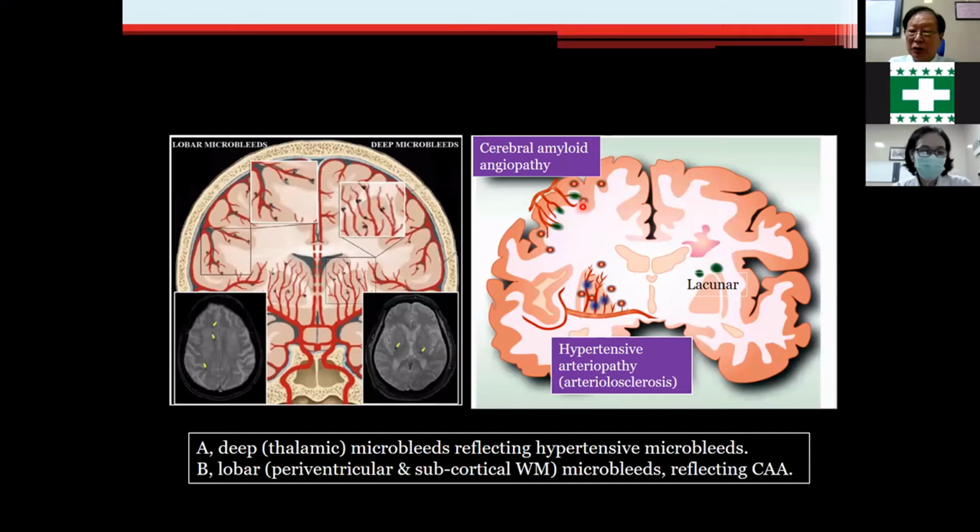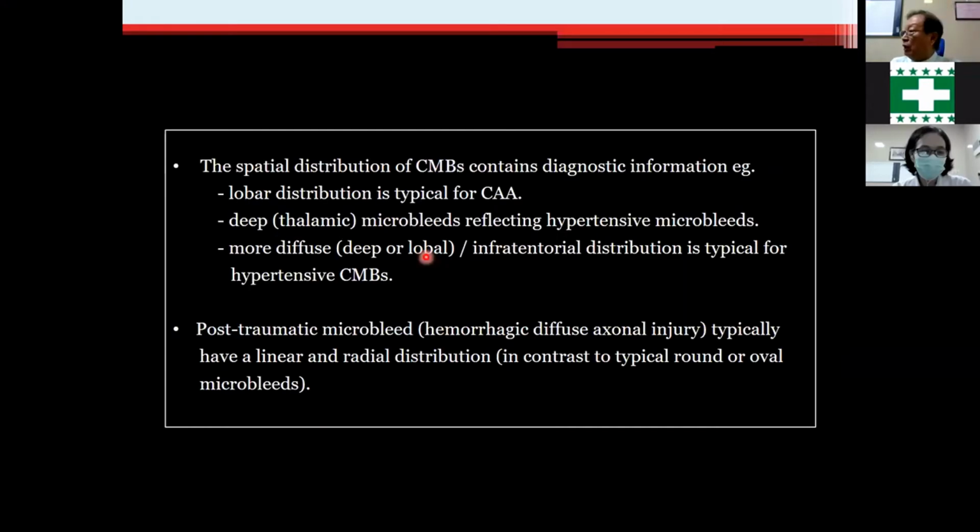It is going to be hypertensive. Distribution that is typical for amyloid versus deep distribution that is hypertensive, that is more diffuse. Infratentorial or supratentorial. Amyloid has a lower peripheral distribution. Mostly hypertensive, whether it is a combination of deep or superficial.